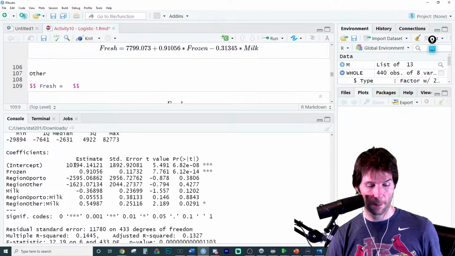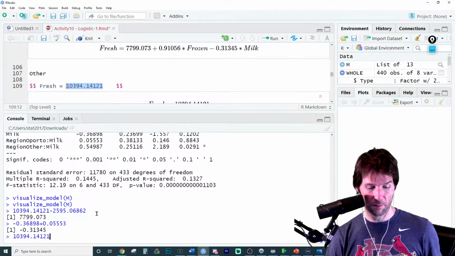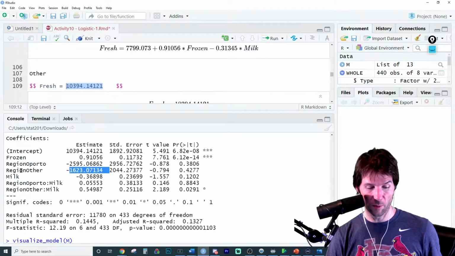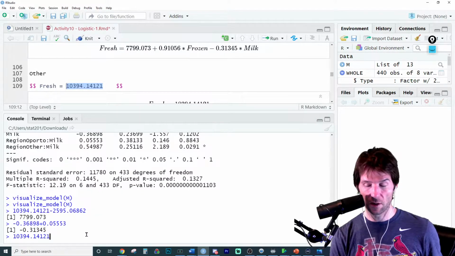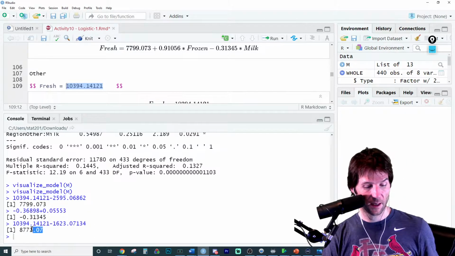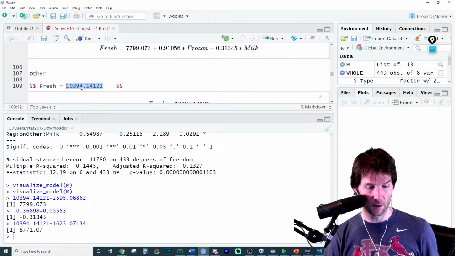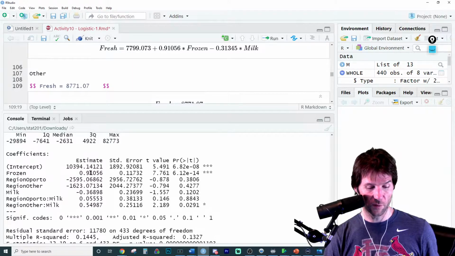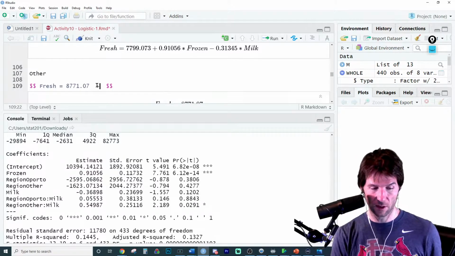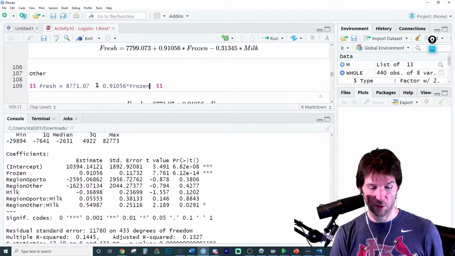Predicting fresh. We're going to take the intercept right here, and then subtract from it the region other. So there's your intercept minus the region other, because remember we plug in a 1 for this. That's what we're going to remove from it. Then we go to the frozen, and the frozen has this coefficient, so plus this coefficient times frozen.